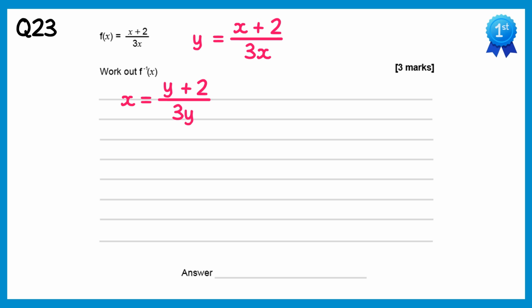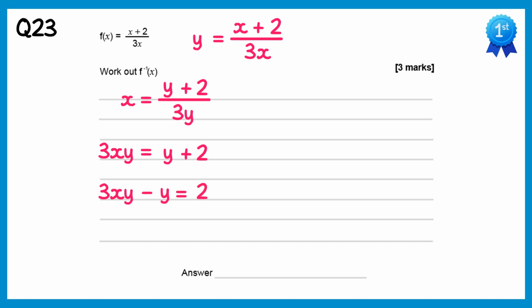We then rearrange this to make y the subject. So start by timesing both sides by 3y. On the left, you'll get 3xy. And on the right it will be y plus 2. We then subtract y from both sides, so on the left 3xy minus y, and on the right 2.